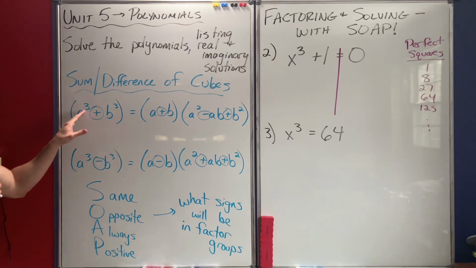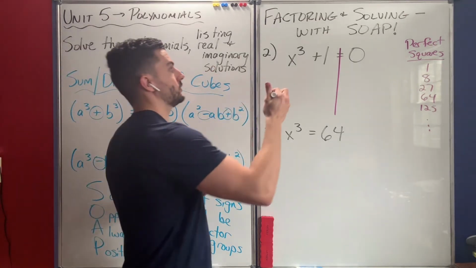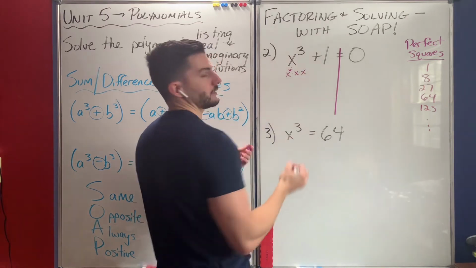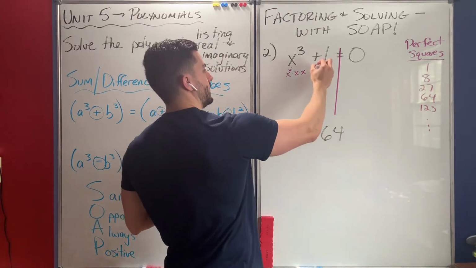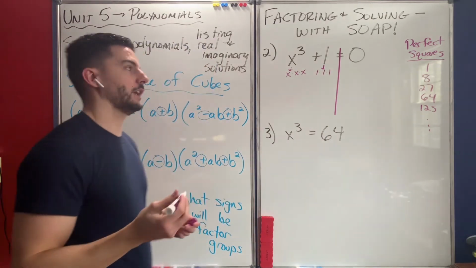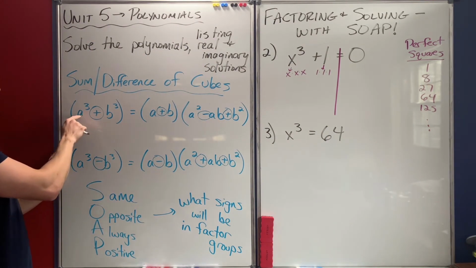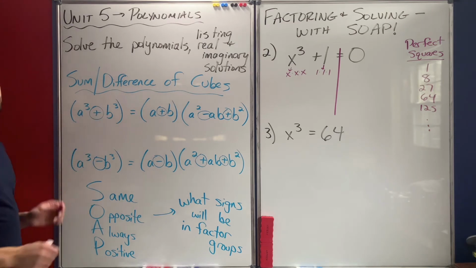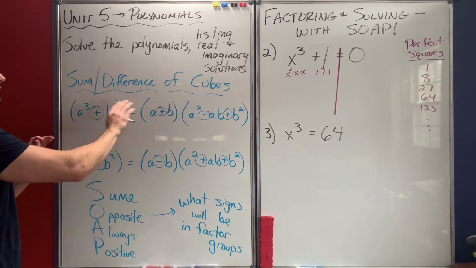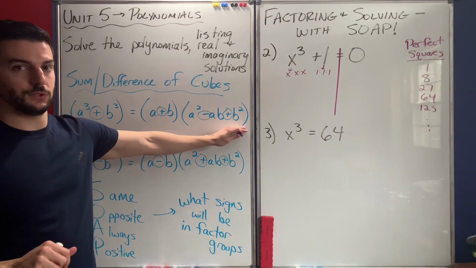So I have this a cubed plus b cubed. That's actually what I have here. x cubed would obviously be just x times x times x. And then 1 is technically a perfect cube as well, right? Because that's 1 times 1 times 1. So I can rewrite that as x cubed plus 1 cubed. So I do have a sum of cubes right there, which means it's going to factor exactly like this.